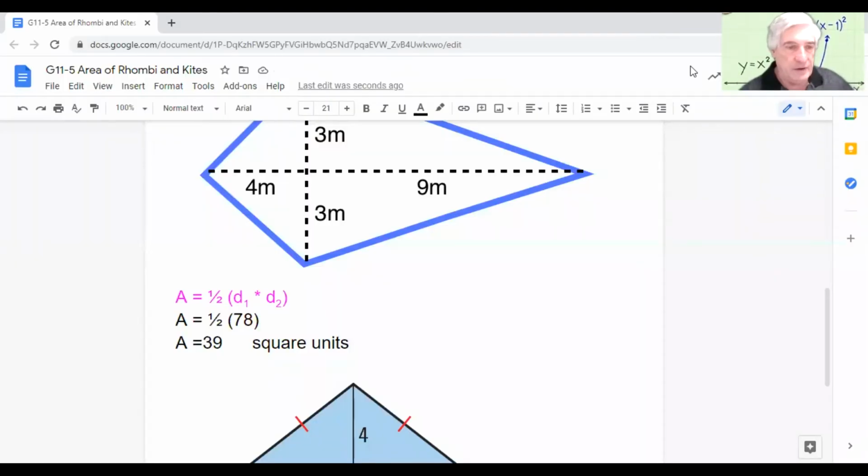I have to redo that since you all caught that mistake. We're not adding the diagonals, we are multiplying the diagonals and taking half. 13 times 6 is 78. Half of 78 came out 39.